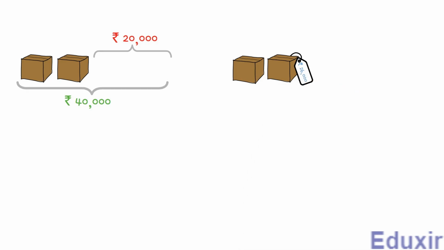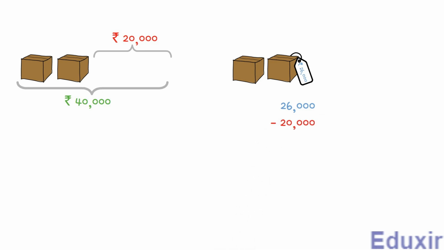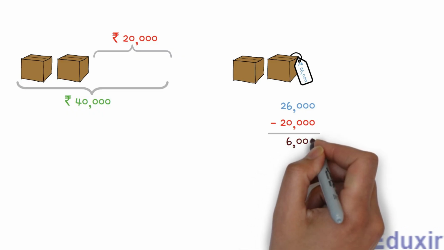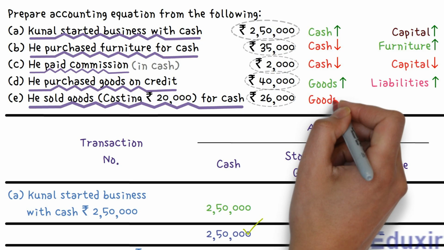So from the sale price of 26,000 rupees, if you subtract the purchase price of 20,000 rupees, we get the profit made by the business. This profit is 6,000 rupees. So as the business is selling the goods, the goods available with the business will decrease.